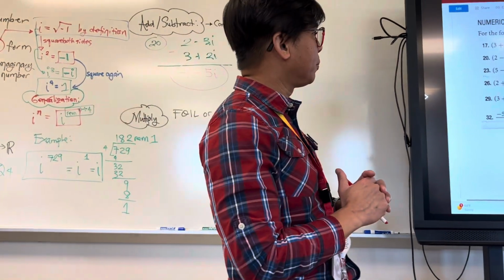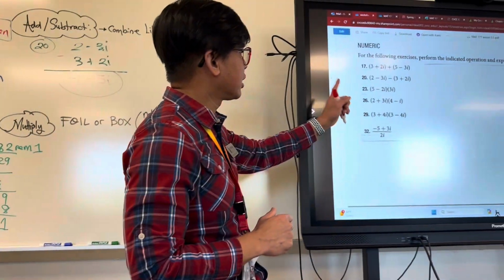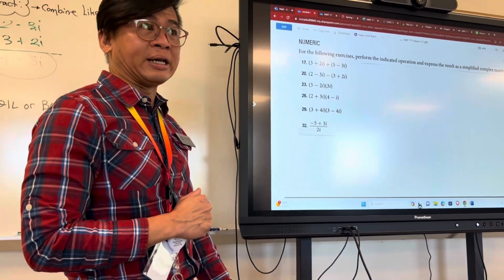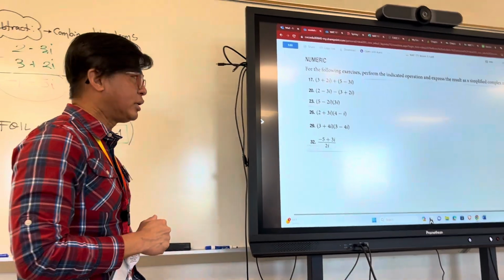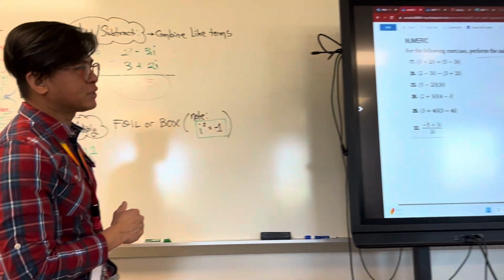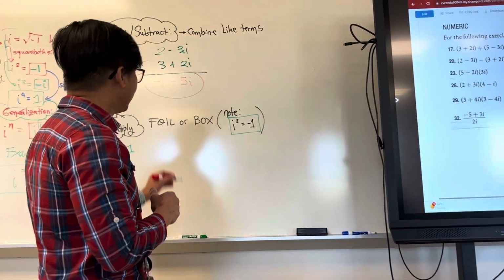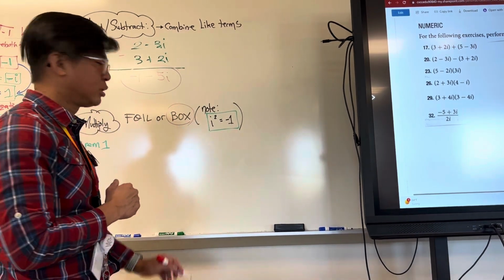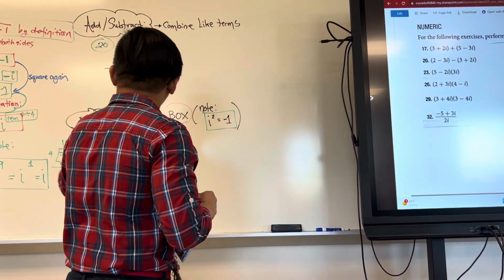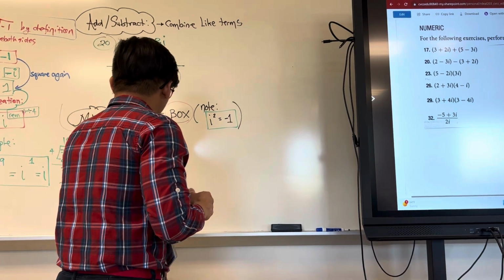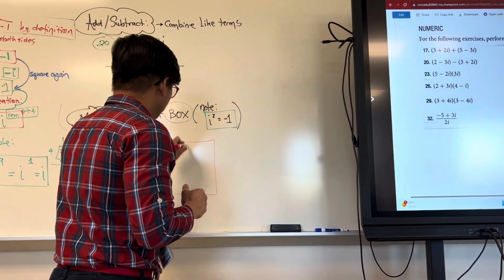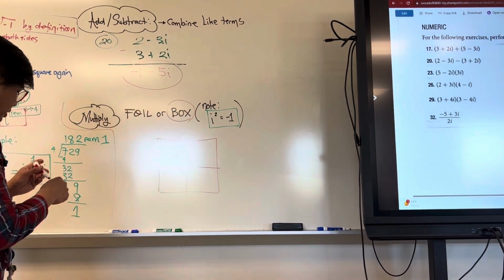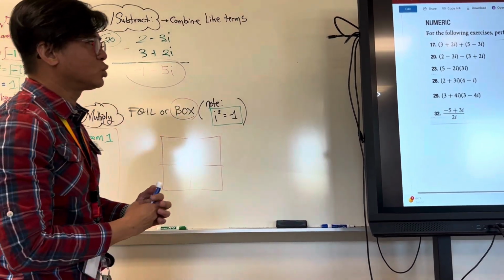Let's try to multiply number 29. Let's put that one here: 3 plus 4i and 3 minus 4i. Again, FOIL or box, but this time, let's do box. So typically we're going to do a 2 by 2 box. On top, we're going to put the first one.